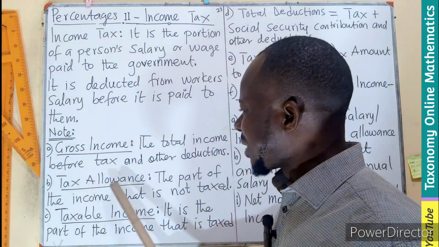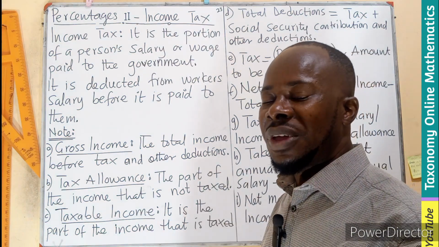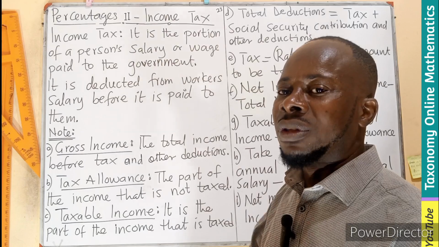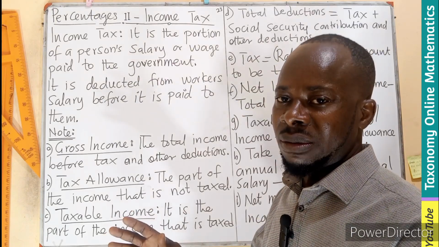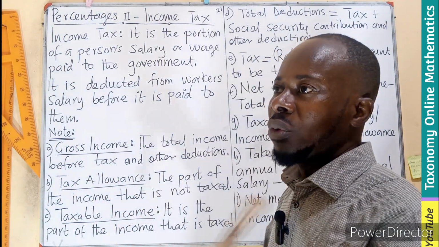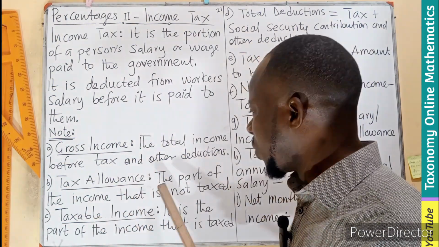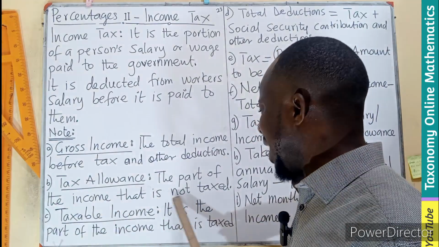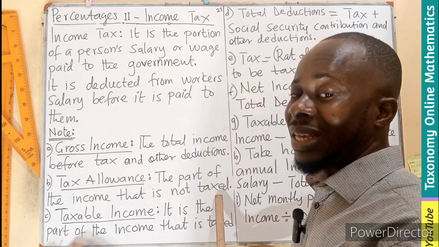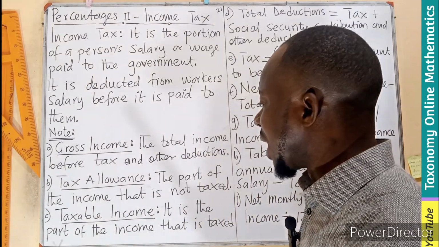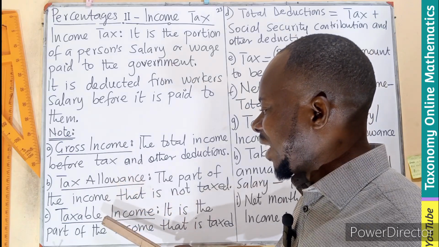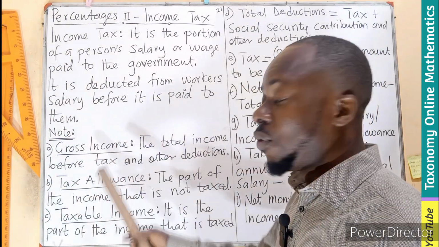Then you have what they call tax allowance or tax-free income. There is a portion of your salary that is not taxed. It is given to you free of charge. That is tax-free, we don't charge that part, or it is called allowance. So we don't tax allowances. It is the part of the income, a certain amount of money quoted in the salary, that will not be taxed. Then taxable income. You can see that the tax allowance and the taxable income combined together give you the gross.